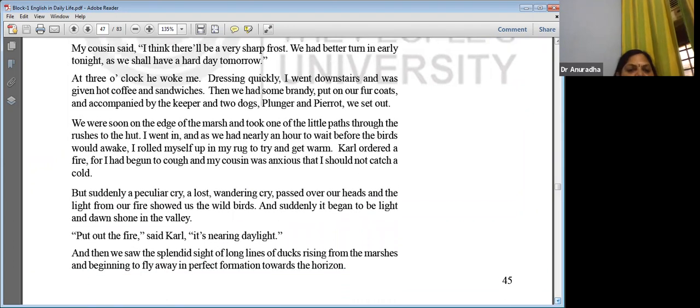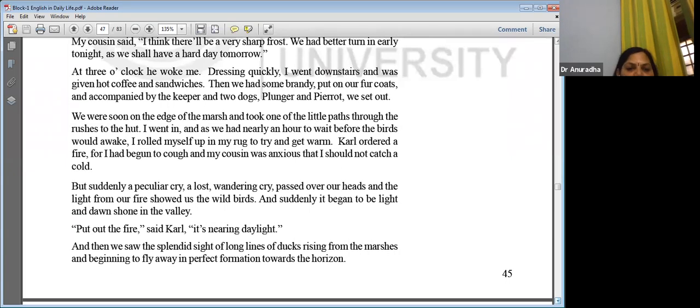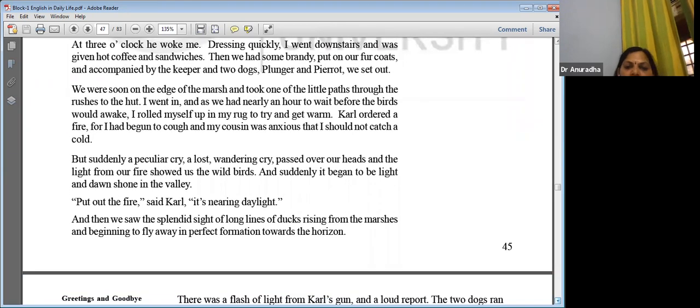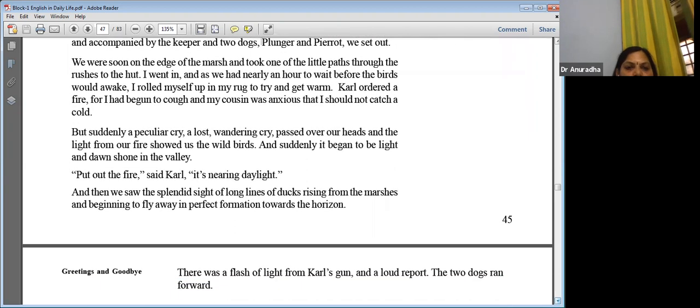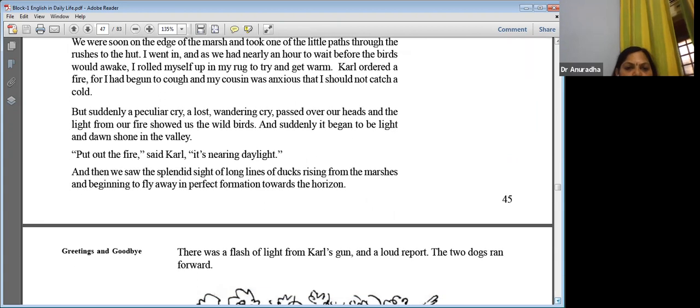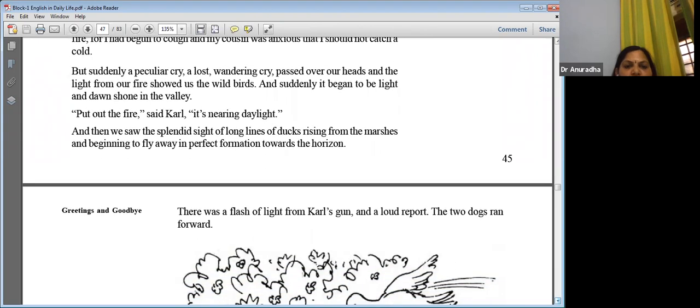We were soon on the edge of the marsh and took one of the little paths through the rushes to the hunt. As we had nearly an hour to wait before the birds would awake, I rolled myself up in my rug to try and get warm. Karl ordered a fire, for I had begun to cough, and my cousin was anxious that I should not catch a cold. But suddenly a peculiar cry, a lost wandering cry, passed over our heads, and the light from our fire showed us the wild birds, and dawn began to shine in the valley.